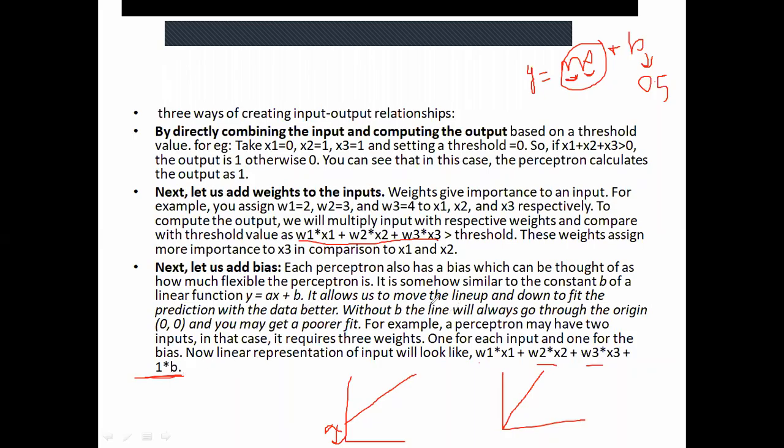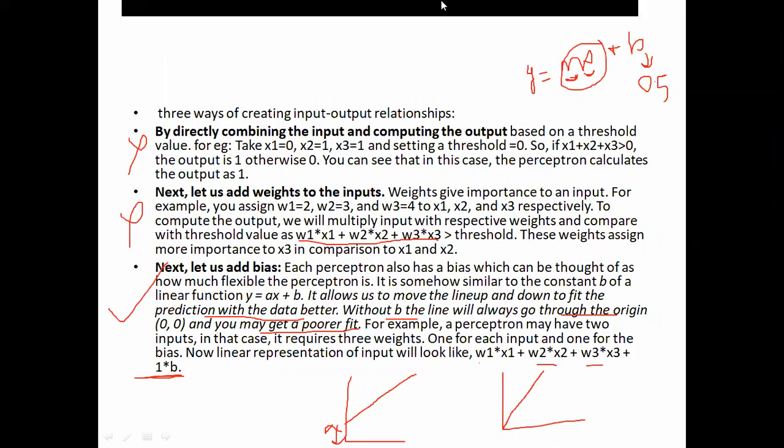Because it allows us to move the line up and down to fit the prediction to the data better. Without b, the line will always pass through the origin and you may get a poorer fit. That means the accuracy of your model won't be high. So we need to take some value of b. Ultimately, I'm not taking the simple summation to generate the output. We need to take this weighted sum plus bias whenever we need to find the output.